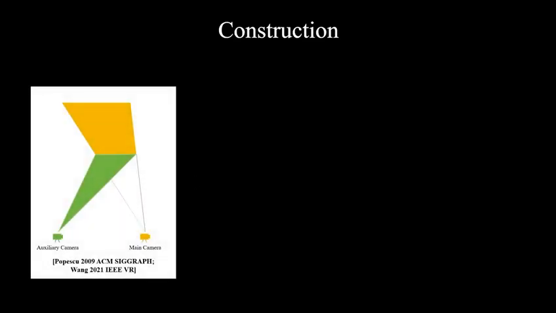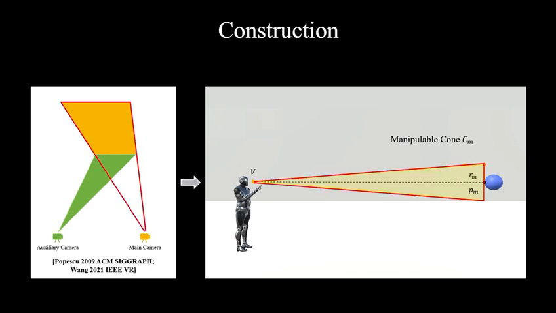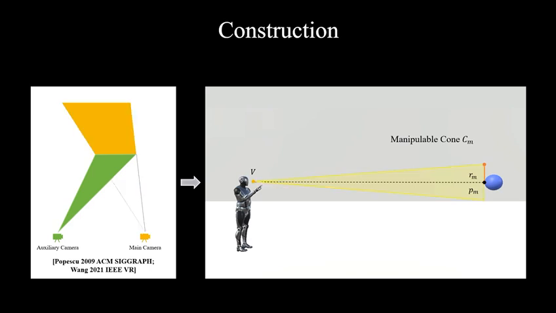Manipulable cone. Based on a two-bend camera model, the manipulable cone is constructed. CM has three parameters: the apex V, which is initialized by using the user viewpoint, the base center point PM, which is initialized with a constant, and the radius RM, which is set to 20% of the height of the screen. CM corresponds to the main camera in the two-bend camera model.